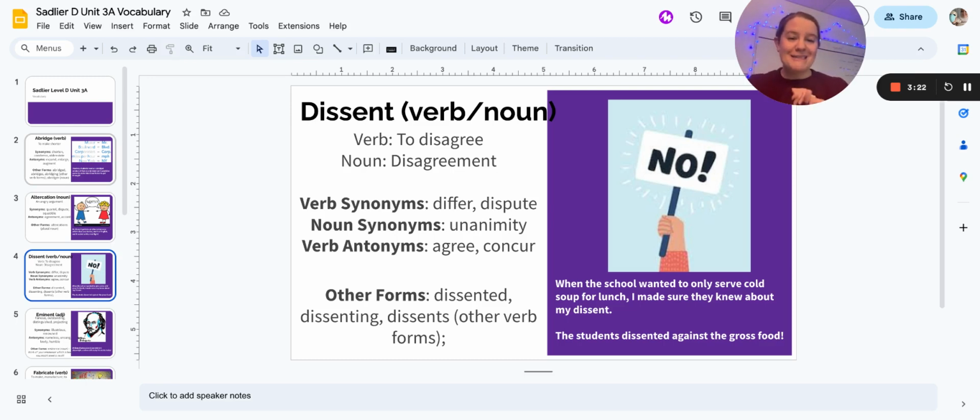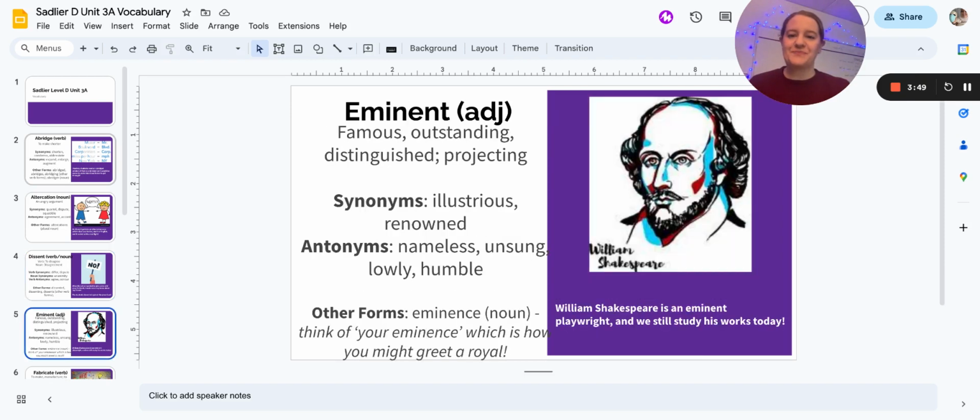My picture is a sign saying no. And then I have two sentences. My first one is the noun form. So when the school wanted to only serve cold soup for lunch, I made sure they knew about my dissent, my disagreement, the thing. The verb sentence: the students dissented against the gross food. That is the action form. That is the actual them disagreeing. So be careful how you're using that word.